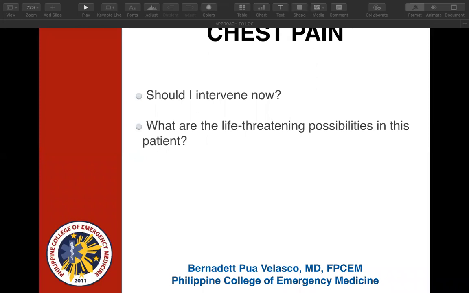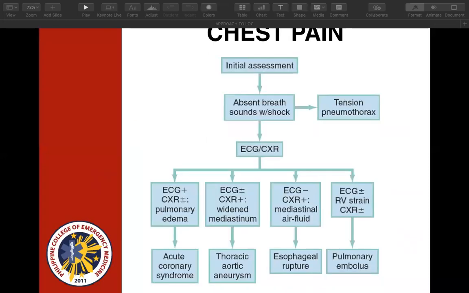Again, our approach would be A, B, C, D, E. If there is a problem with A, you manage A. If there is a problem with B, you manage B. If there is a problem with C, you manage C first before going to your diagnostic procedures. Okay. So this one is a good approach in chest pain.